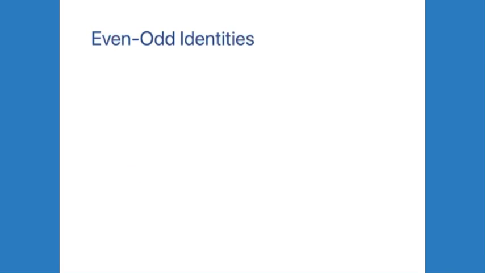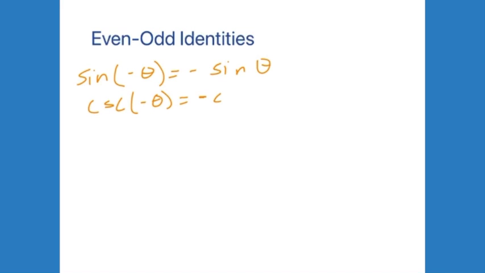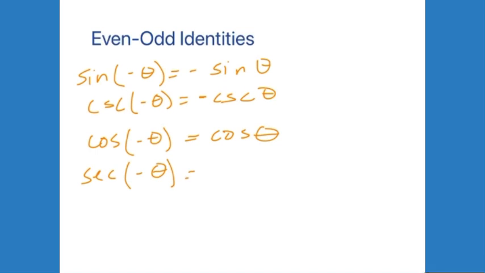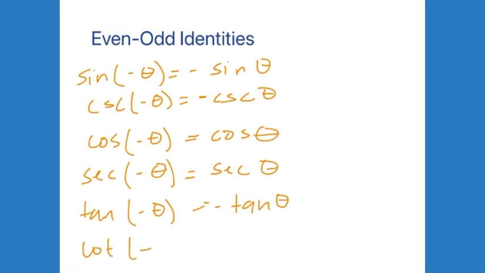In even-odd identities, we have sine of negative theta is equal to negative sine theta, cosecant of negative theta is equal to negative cosecant theta, cosine of negative theta is equal to cosine theta, secant of negative theta is equal to secant theta, tangent of negative theta is equal to negative tangent theta, and cotangent of negative theta is equal to negative cotangent theta.